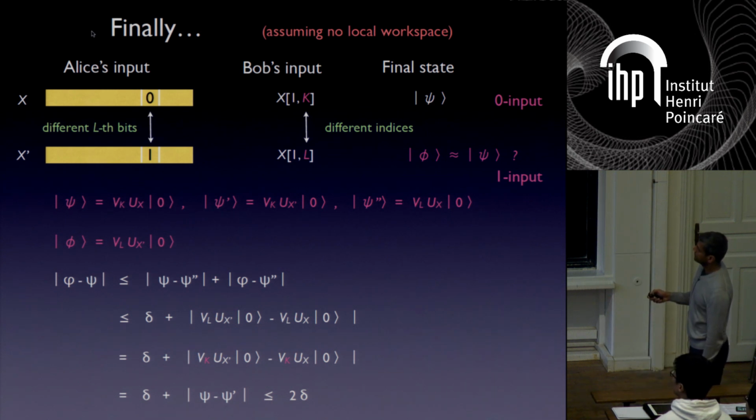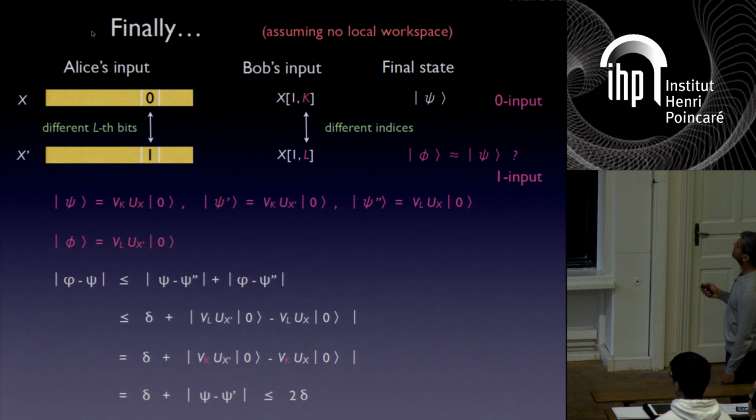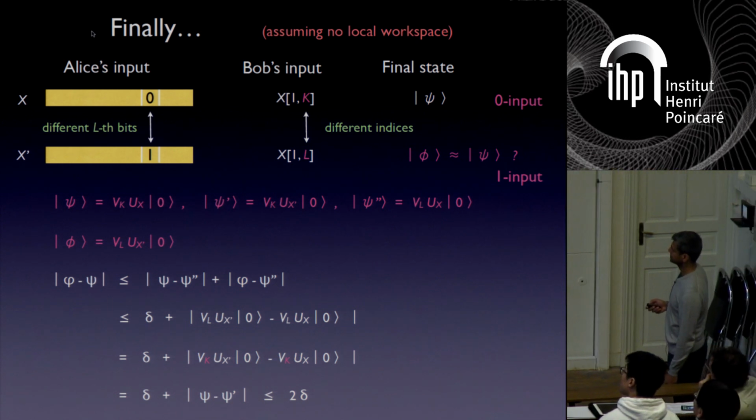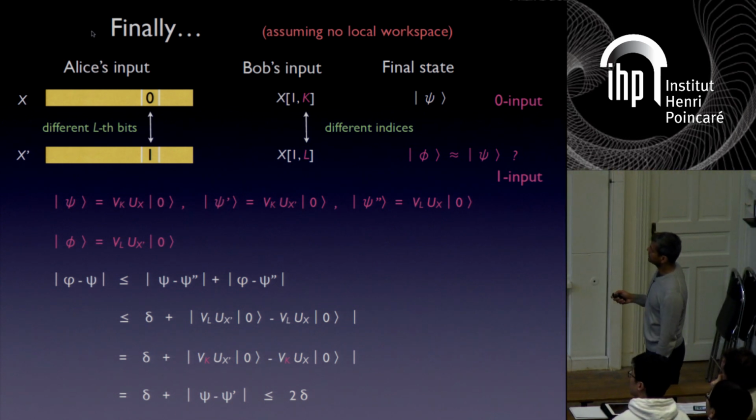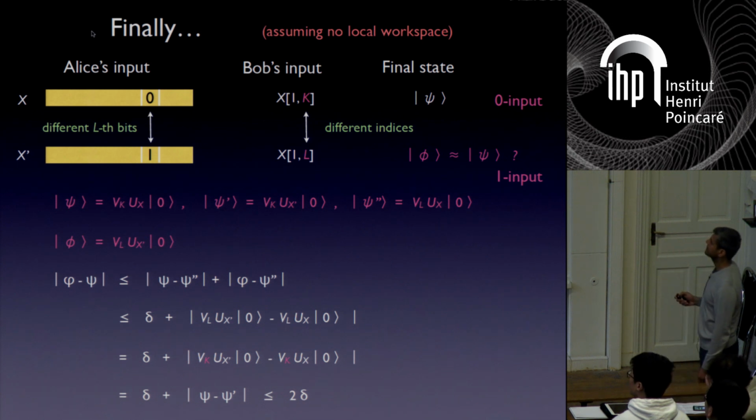So the norm of the difference is bounded by the sum of 2 norms, where we are comparing the distance to the intermediate state psi double prime, where we've switched only Bob's input. Now look at the first term, psi and psi double prime. We'd already shown that these two are close to each other up to delta.